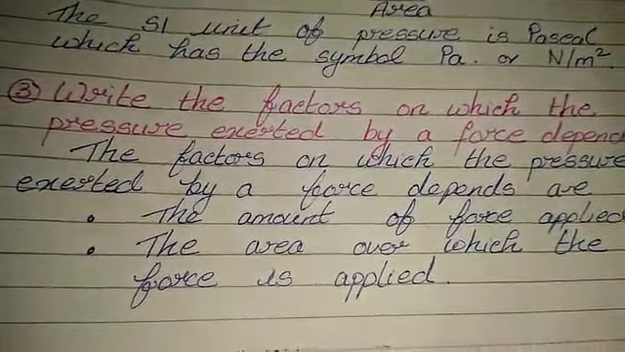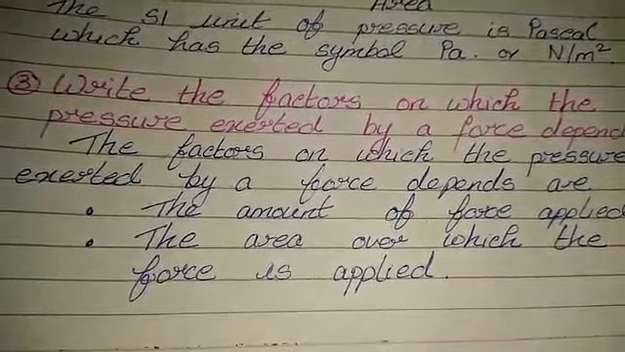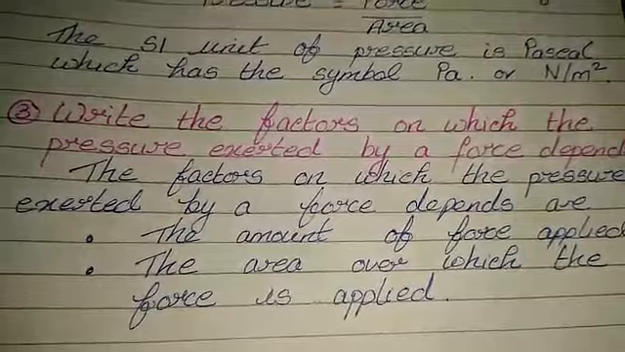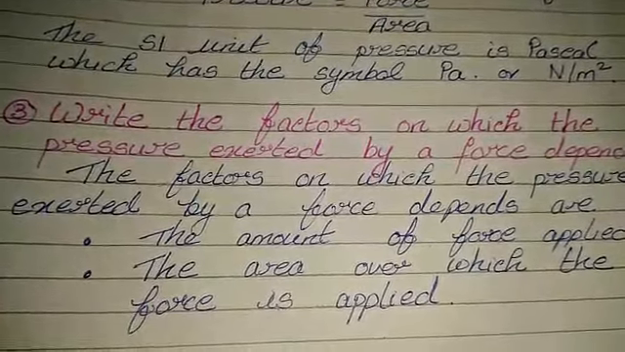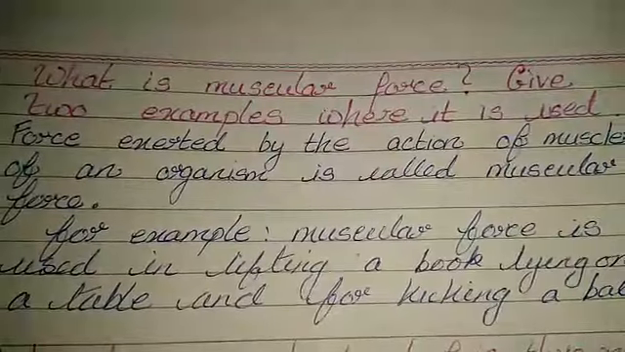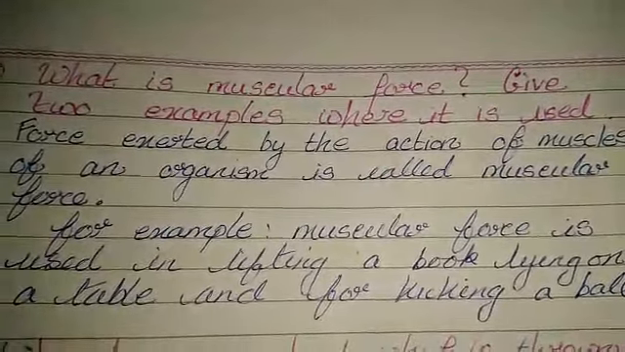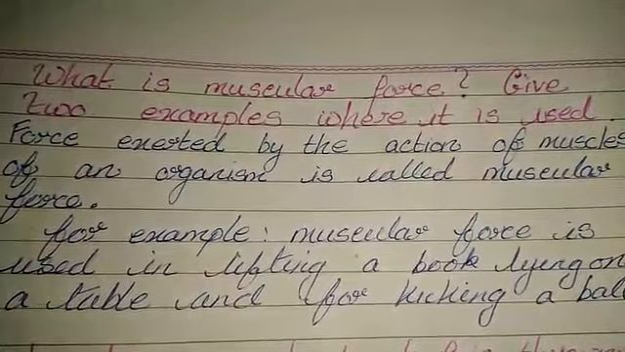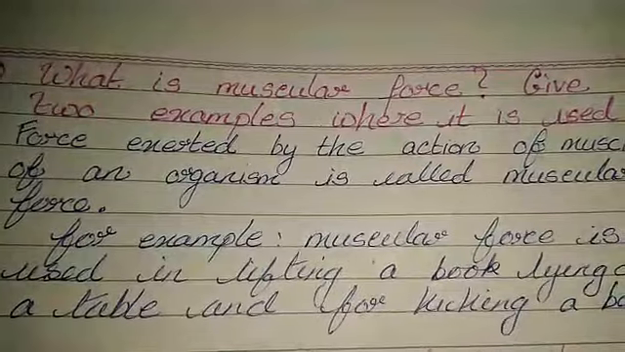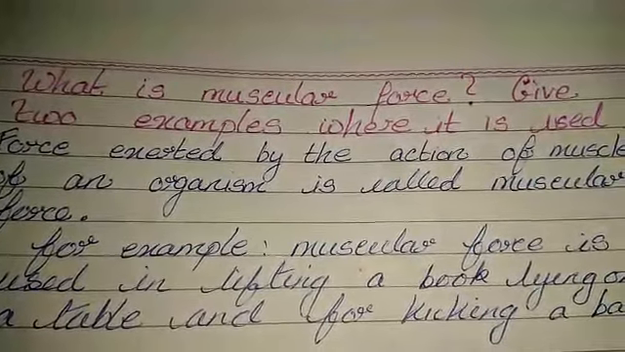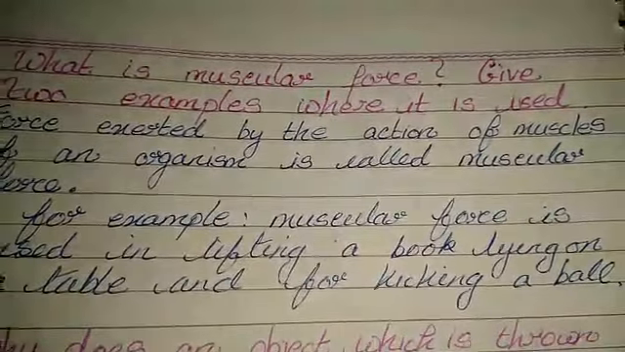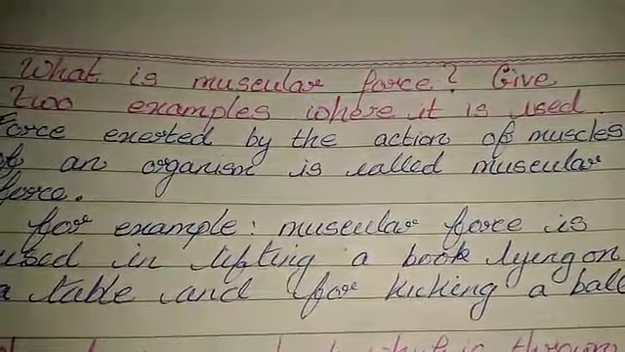Write the factors on which the pressure exerted by a force depends. The factors on which the pressure exerted by a force depends are the amount of force applied and the area over which the force is applied. What is muscular force? Give two examples where it is used. Force exerted by the action of muscles of an organism is called muscular force. For example, muscular force is used in lifting a book lying on a table and for kicking a ball.